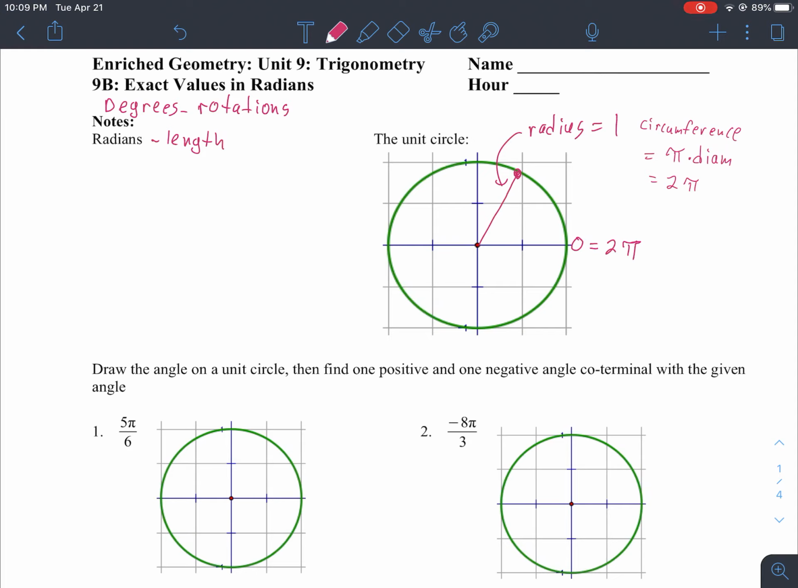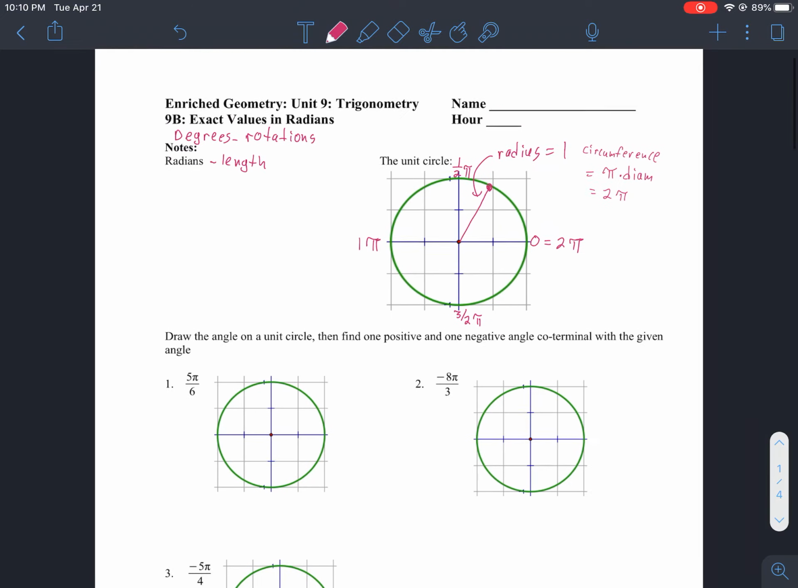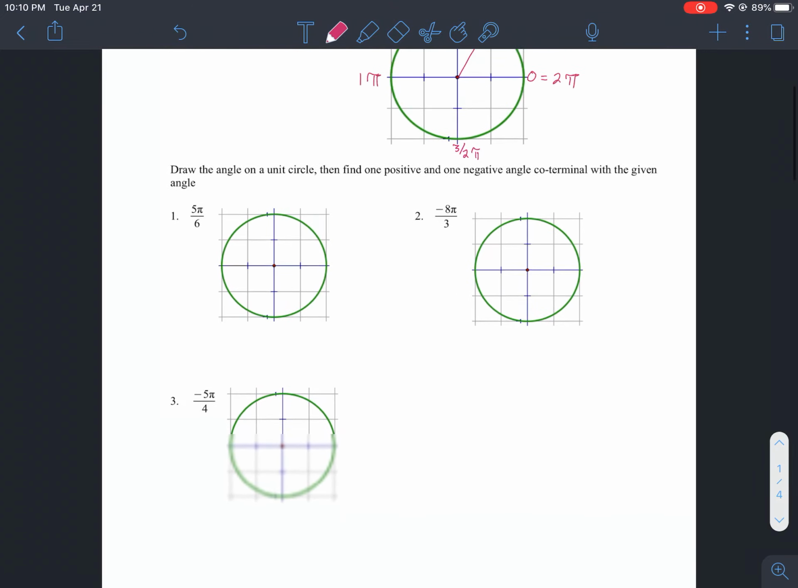Then halfway around is 1 pi. Then half of that is 1/2 pi. So you count 1/2, 2 halves. This would be 3/2 pi. And then all the way around would be like 4/2 pi. So that is how radians are set up.